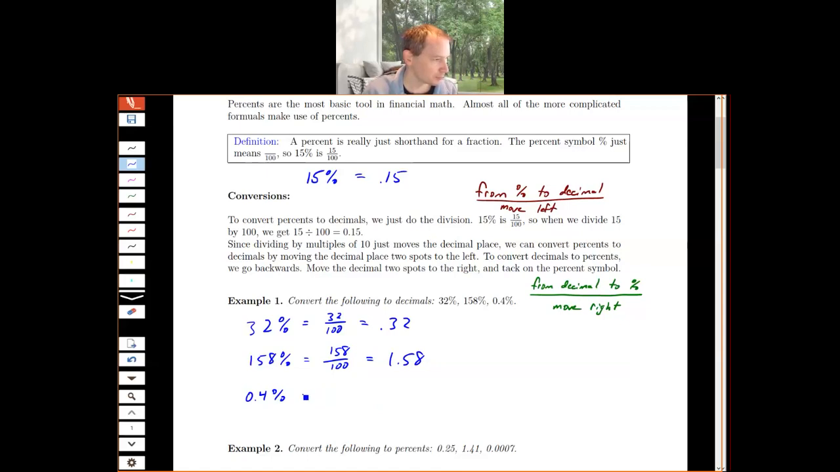0.4, right? Percent means divided by 100. So if I want to convert to a decimal, I just move left 2 places. So left the first place will give me a 0 in front, and left the second place will give me 2 zeros in front. So 0.004.